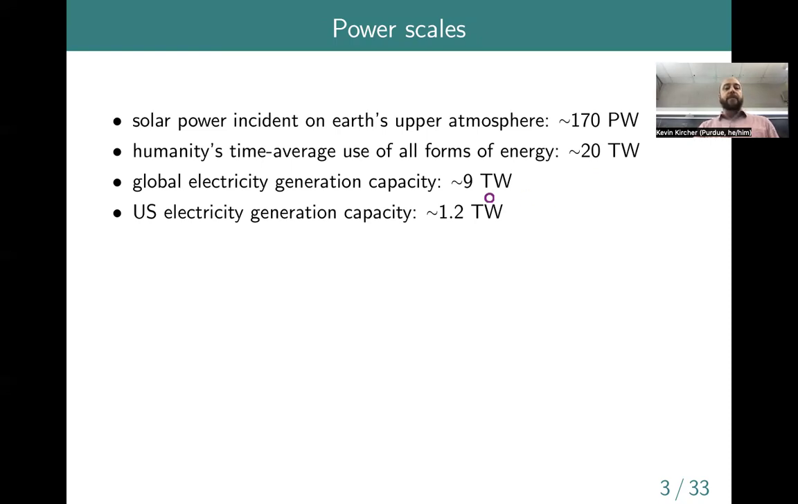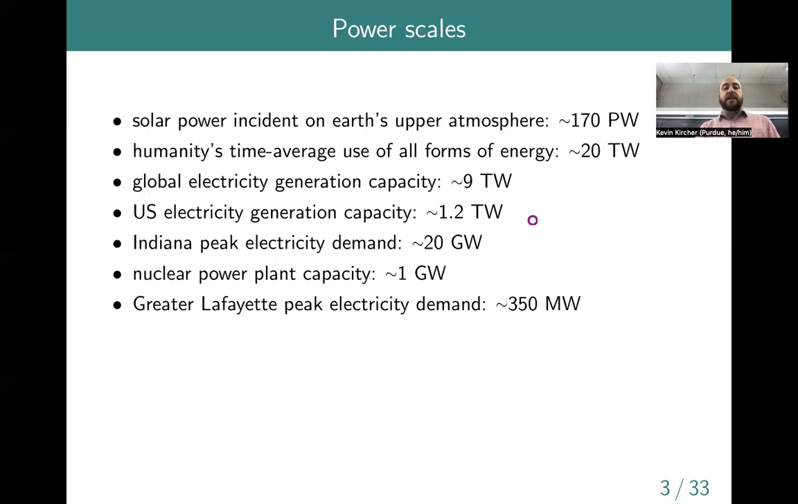Okay. Electricity generation globally is about 9 terawatts. So compare that to the roughly 20 terawatts that we use from all forms of energy. About roughly, I guess, 15% of all of the electricity generation capacity in the Earth is in the United States. So we have about 1.2 terawatts of electricity generation capacity here. So US is roughly 4% of the world population, 335 million people here in the US and about 8.2 billion in the world. So 4% of population, but 15% of electricity generation. I don't know, kind of interesting.